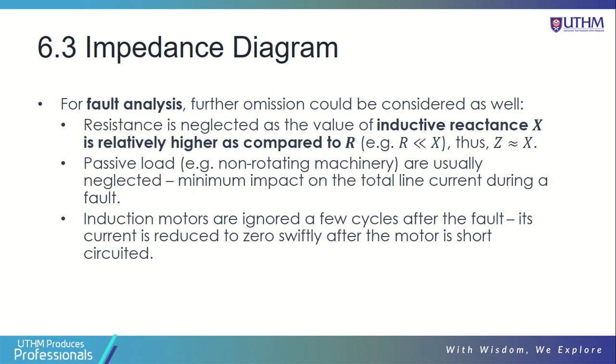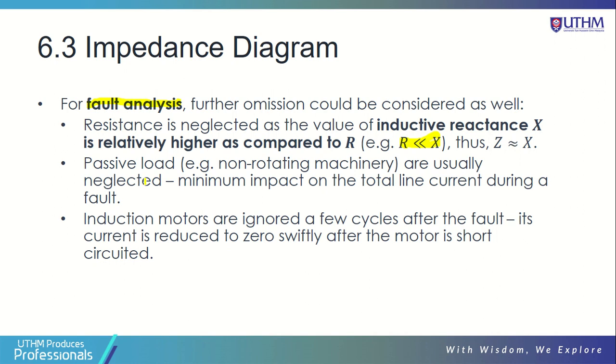Okay, next, for the fault analysis, further omissions could be considered as well, for the transient and so on. Number one, resistance is neglected as the value of inductive reactance X is relatively higher compared to R. We can neglect the resistance because R is relatively smaller than X, so Z equals X.